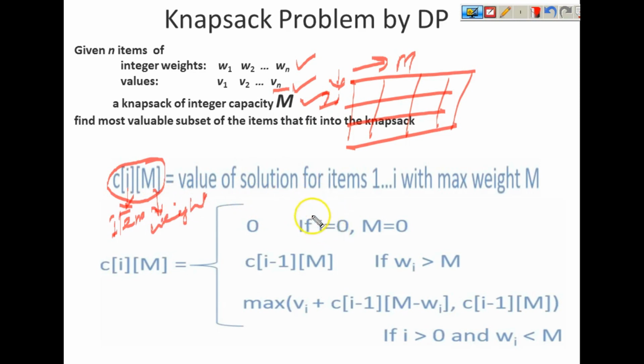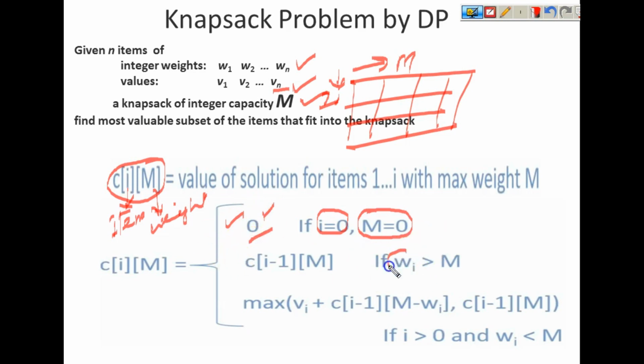Now let us look at these values. When i equals 0, meaning there is no item, or the knapsack has 0 capacity, then we are getting nothing out of this. There will be no profit, no gain. So this is 0.